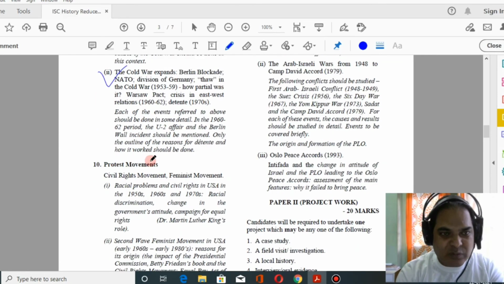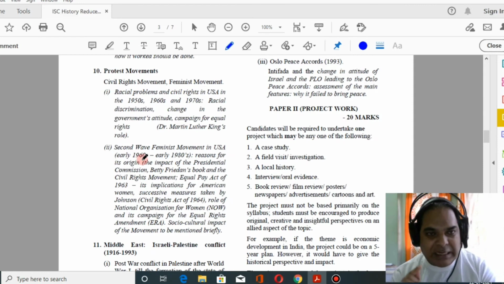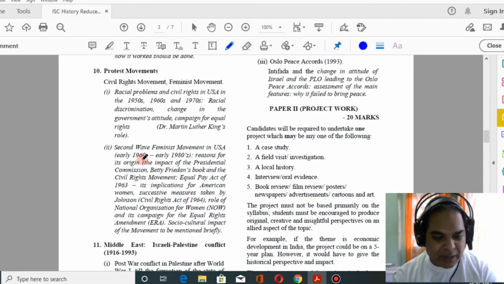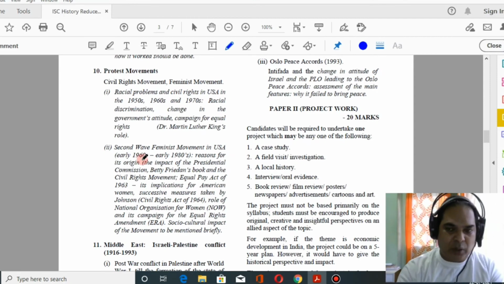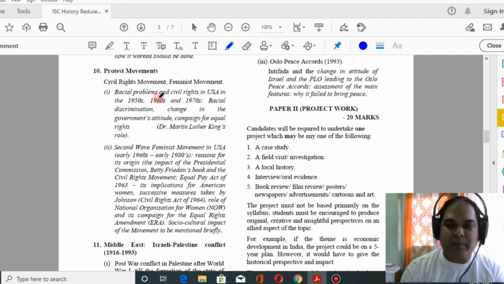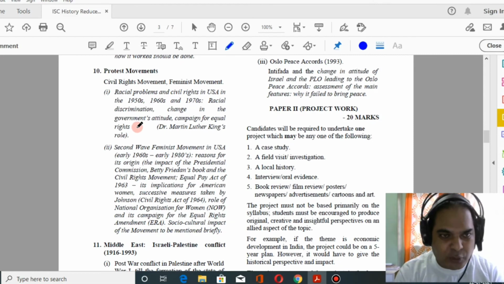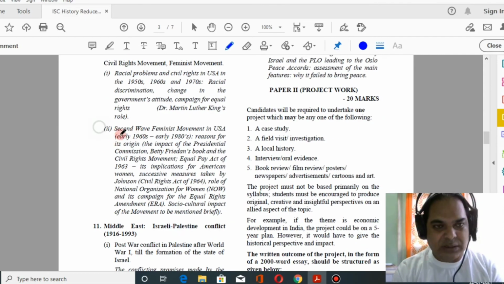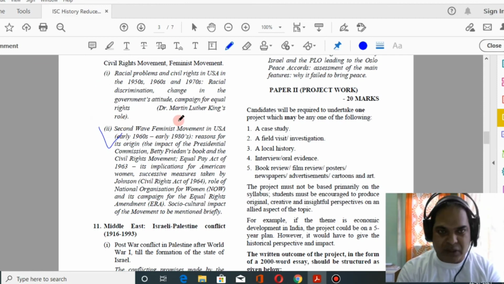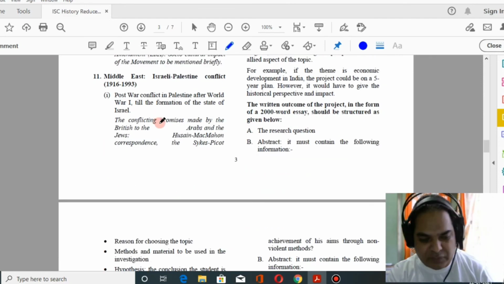Then let us move to protest movements. Some changes have been made here. Last year we studied the anti-apartheid movement held in South Africa, mostly about Nelson Mandela. That part is excluded; the role of Nelson Mandela and apartheid in South Africa is removed. They have only included the civil rights movement organized by Martin Luther King in the USA, and we have to study the role of Martin Luther King. The second wave was there last year also, but this time they have excluded the anti-apartheid movement. And the last one is the Middle East problem. Everything is as it is.